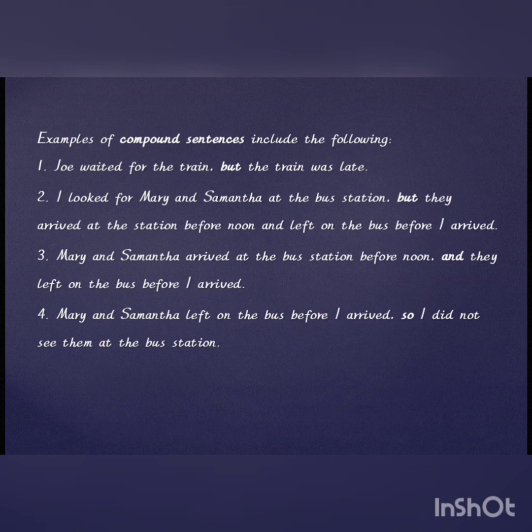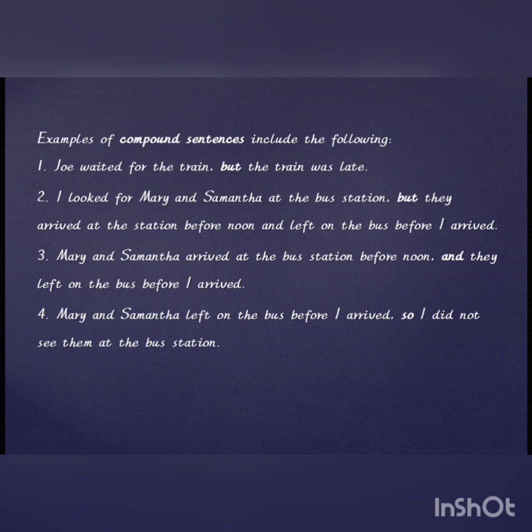Joe waited for the train, but the train was late. Now look at the very first portion: Joe waited for the train. So here Joe is going to be the subject portion, waited is going to be the verb, and the rest of the sentence, waited for the train, is going to be the predicate portion. So the message is conveyed at full stretch, the message is conveyed properly. So this one is going to be an independent clause.